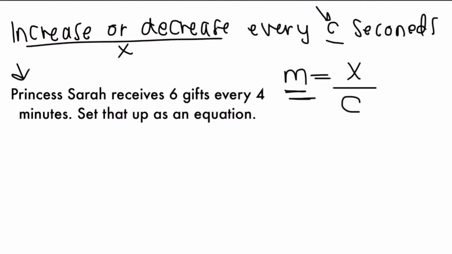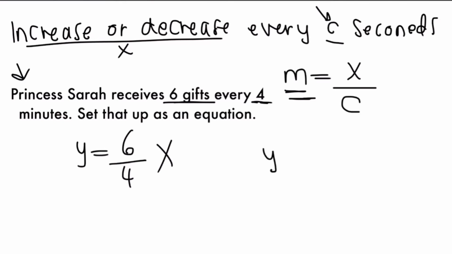So here they said, Princess Sarah receives 6 gifts every 4 minutes. Set that up as an equation. Now some students may say, okay, y equals 6, the increase, that's a slope, 6 gifts every x minutes, and we'll get how many gifts she has. That's incorrect because what happened to the 4 here? There's an increase, there's a rate. It increases by 6 every 4 minutes, meaning 6 divided by 4 is the slope, and then x represents the minutes. Let's prove that that made sense.